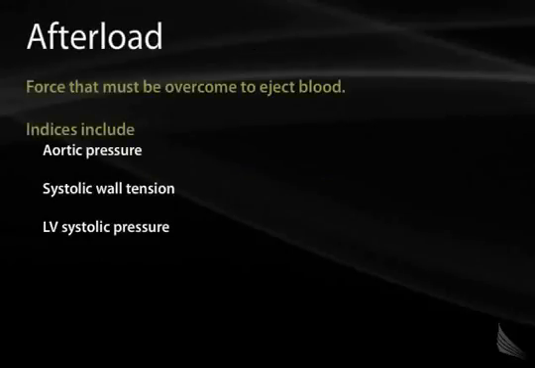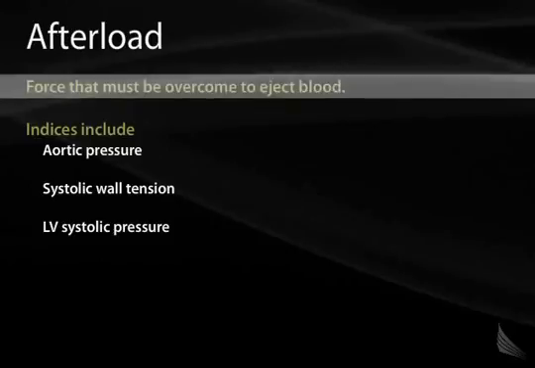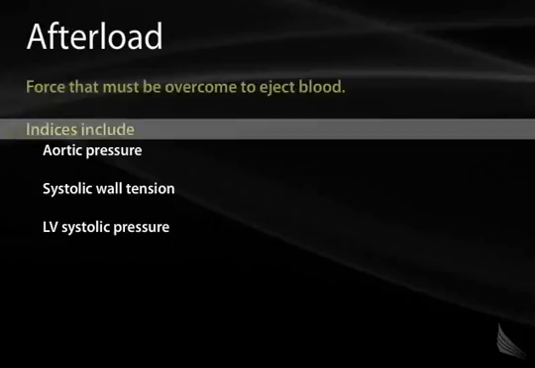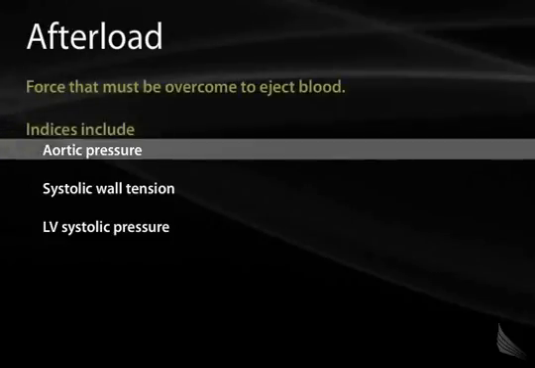You'll hear the term afterload quite a great deal when talking about cardiovascular physiology. Afterload is simply the force that the heart has to overcome in order to eject blood. Afterload is also known as systemic blood pressure or aortic blood pressure, because that is the pressure which the heart has to work against to open the aortic valve.